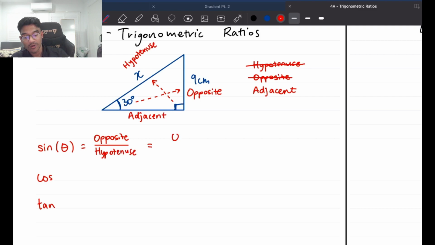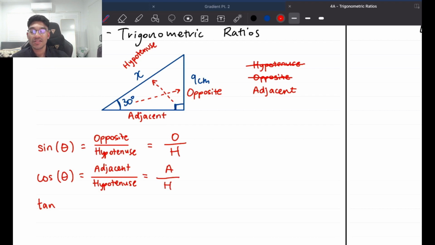Or we like to write O over H. From memory, this is what my year 10s last year did in year 9, so hopefully it's a bit of a recap. If we're using our cos, cos theta is equal to adjacent divided by the hypotenuse, or we like to write A over H.